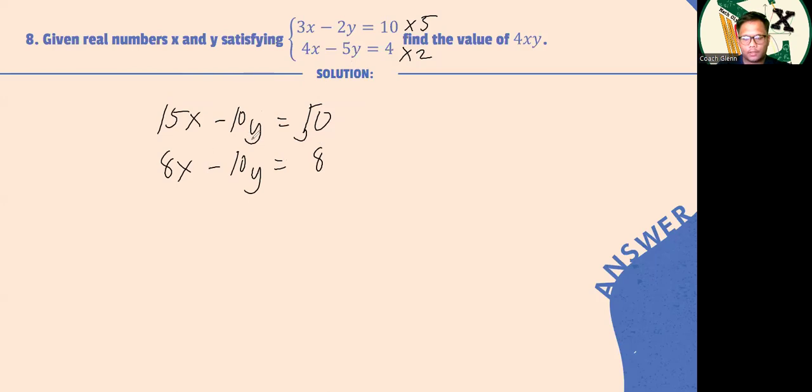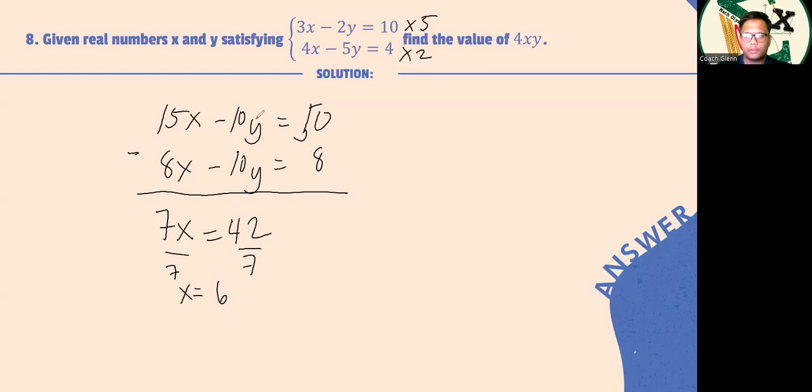Now I can eliminate 10y. So to do that, all I need to do is subtract the 2. Okay. 15x minus 8x, that's equal to 7x. Negative 10y minus negative 10y, that's 0. And then 50 minus 8, that's equal to 42. Now I just need to divide by 7. So x would be equal to 6, okay? So after that, we have the value of x now. So we just need to solve for the value of y.